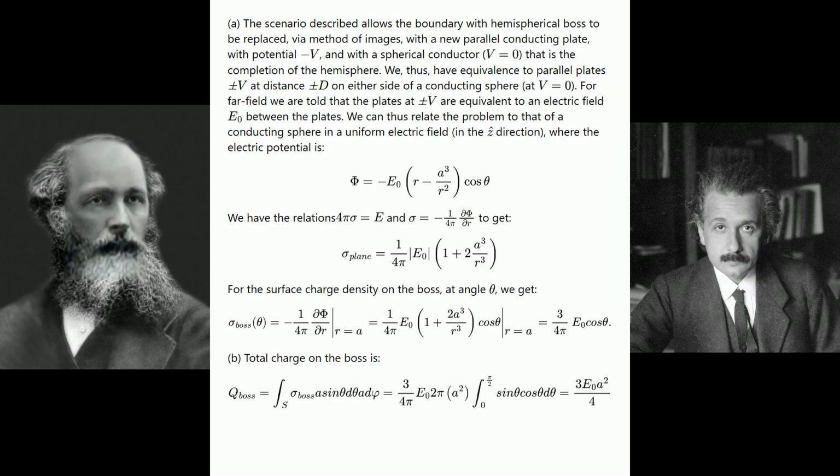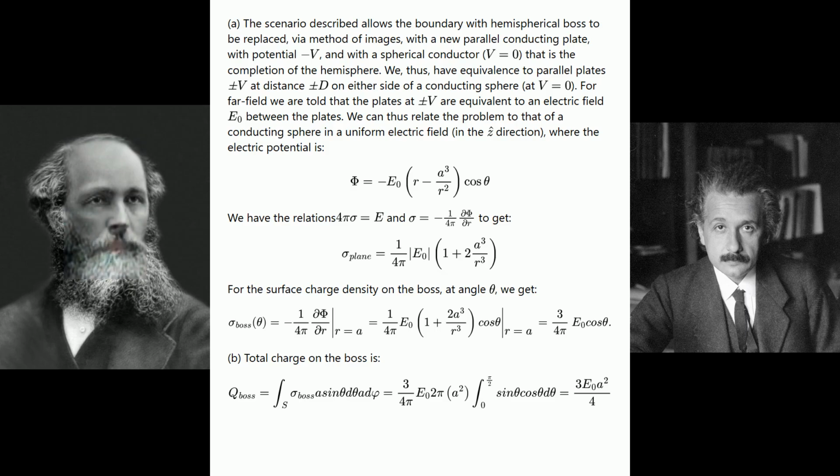Solution. A. The scenario described allows the boundary with hemispherical boss to be replaced, via method of images, with a new parallel conducting plate with potential negative V, and with a spherical conductor V equals 0, that is the completion of the hemisphere. We, thus, have equivalence to parallel plates plus or minus V at distance plus or minus d on either side of a conducting sphere, at V equals 0. For far field we are told that the plates at plus or minus V are equivalent to an electric field E sub 0 between the plates.